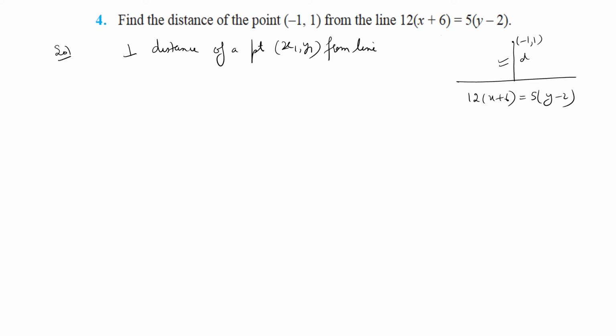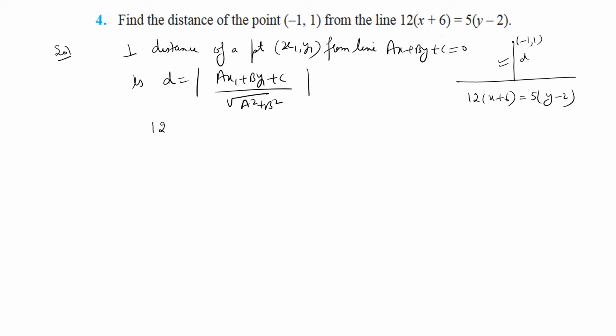The line should be in the form of ax plus by plus c equal to 0. The perpendicular distance of a point (x1, y1) from the line ax plus by plus c equal to 0 is given by mod of ax1 plus by1 plus c upon root a square plus b square. So firstly, I need to bring this equation to standard form.